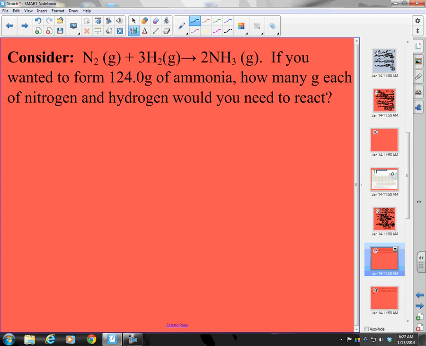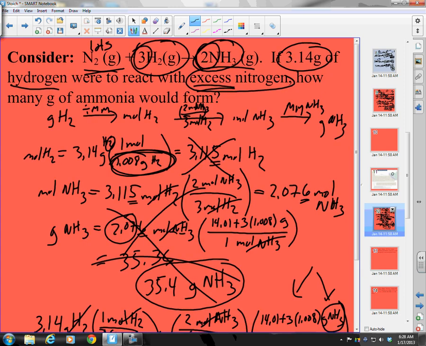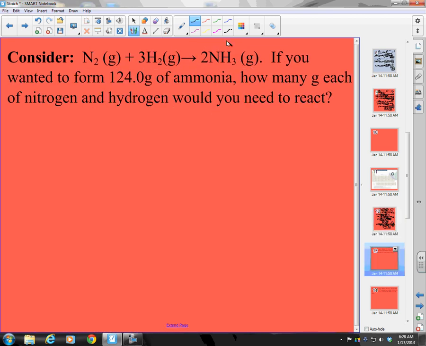Okay, I've got nitrogen and hydrogen, and we're forming ammonia. If you wanted to form 124 grams of ammonia, how many grams of each? Okay, what's the difference here? Well, in our previous questions, what were we doing? We were starting with a reactant and going to a product. How is this different? Well, we're starting with a product and we're going to a reactant. Does that matter? No, it doesn't matter at all. We follow the same process.